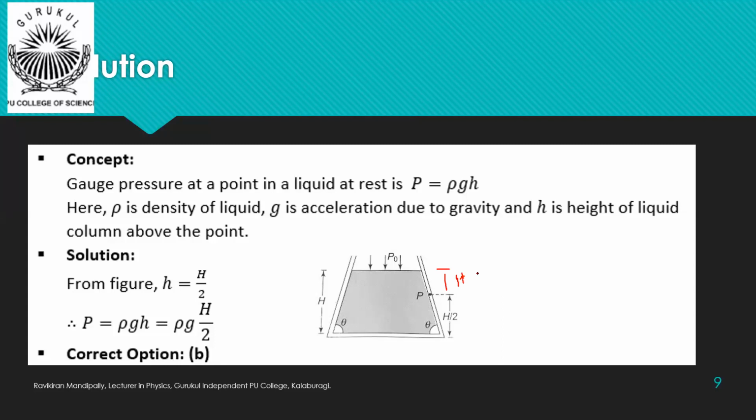This part becomes h by 2. So that is why we have mentioned here from the figure, small h is equal to h by 2. Small h here is the height of the liquid column above the point P, that is h by 2. So pressure P is equal to rho gh, as we know. So the pressure becomes rho g capital H by 2. That is, the correct option is option B.